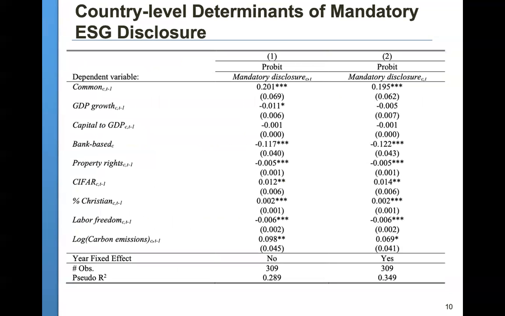Now let me show you the results very quickly. First, what are the determinants of mandatory disclosure? We use mandatory disclosure as the dependent variable. We found that in common law countries, the government has a higher likelihood to issue mandatory disclosure, which is consistent with the findings in Leuz and Wysocki 2017. We also find that firms with high carbon emissions have a higher likelihood to be subject to mandatory ESG disclosure. It means when the climate change pressure is higher in those countries, they have a higher likelihood to issue those kinds of policies to regulate the companies in the country.